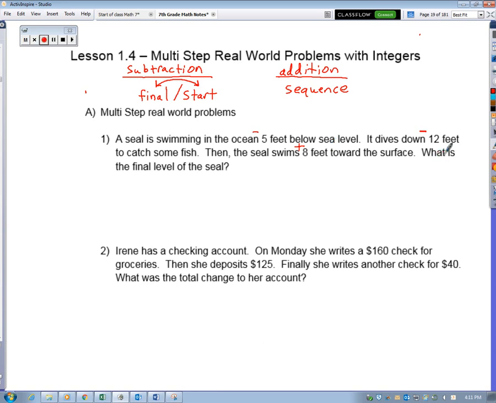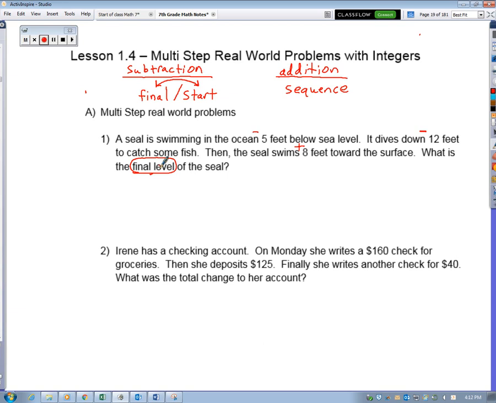We are looking for what is the final level of the seal. So we just need to add up all these numbers in this sequence to find the final. Sometimes that's how you can tell if it is an addition problem, if you're trying to find the final or the start. Like we began at 5 feet below sea level and we're trying to find out where we're going to end. So that's another clue for addition.